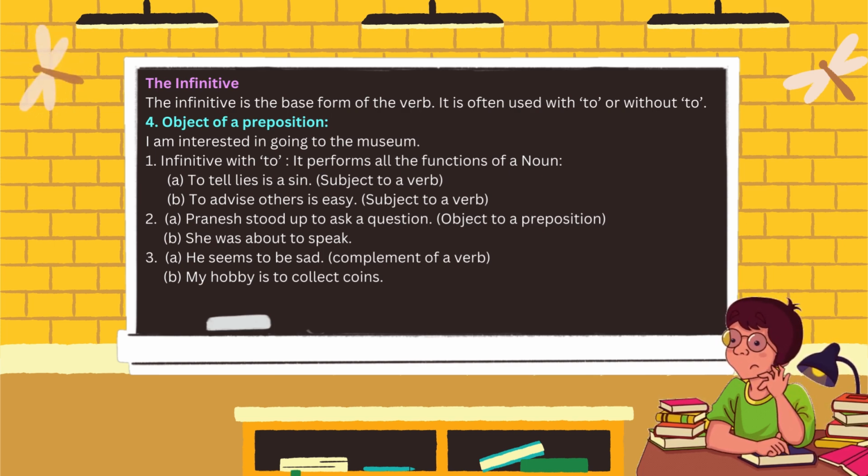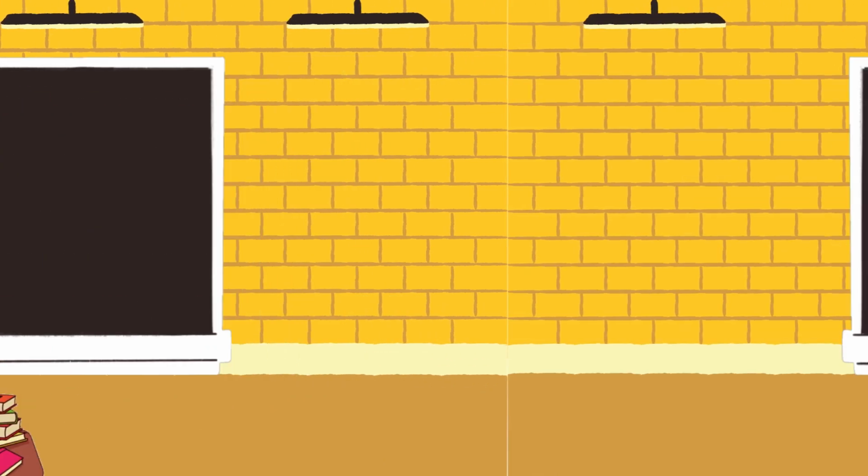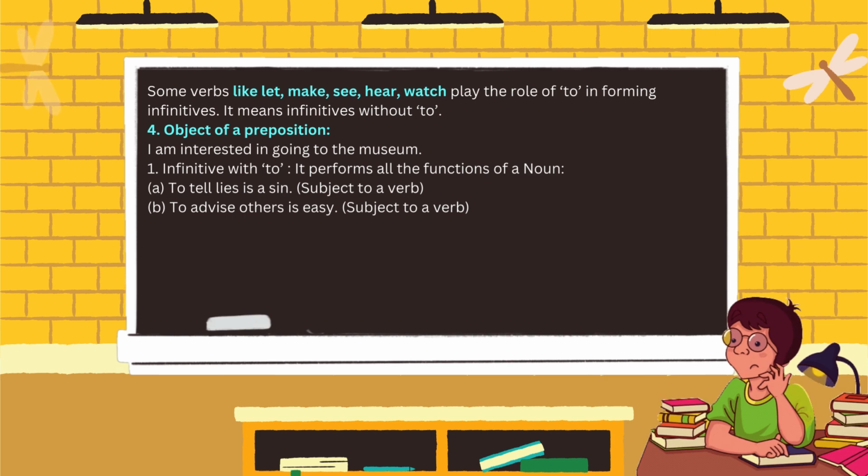2. A. Pranesh stood up to ask a question. Object to a preposition. B. She was about to speak. 3. A. He seems to be sad. Complement of a verb. B. My hobby is to collect coins. Some verbs like let, make, see, hear, watch play the role of to in forming infinitives. It means infinitives without to.